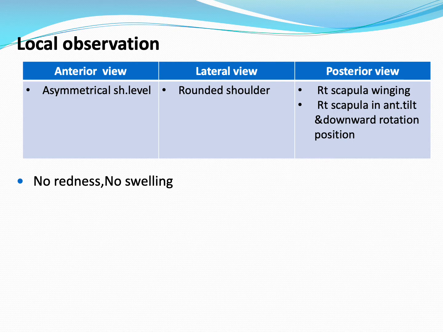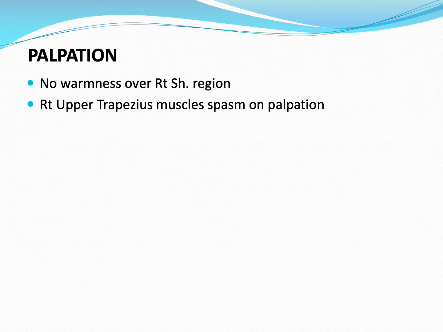Based on this, what I can assume is that this patient may have tightness of the pectoralis muscle, and due to scapular winging, maybe serratus anterior weakness, and also maybe lower trapezius weakness. This is my assumption only. Based on my palpation, there is no warmness over the right shoulder region. However, there is a muscle spasm on the right upper trapezius.